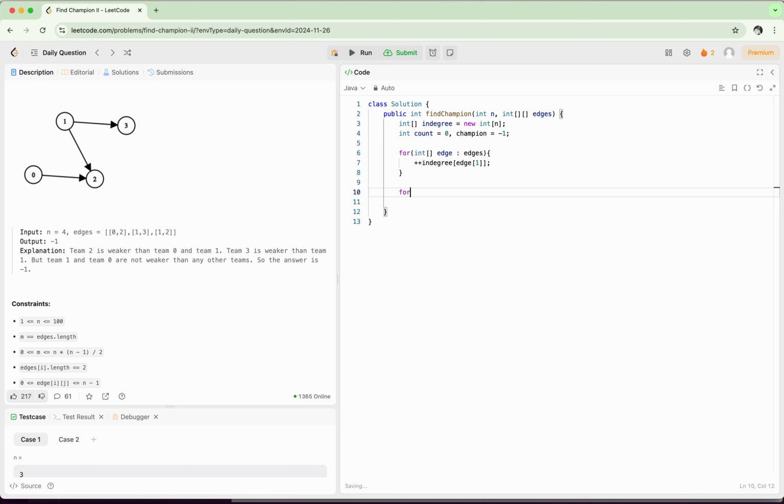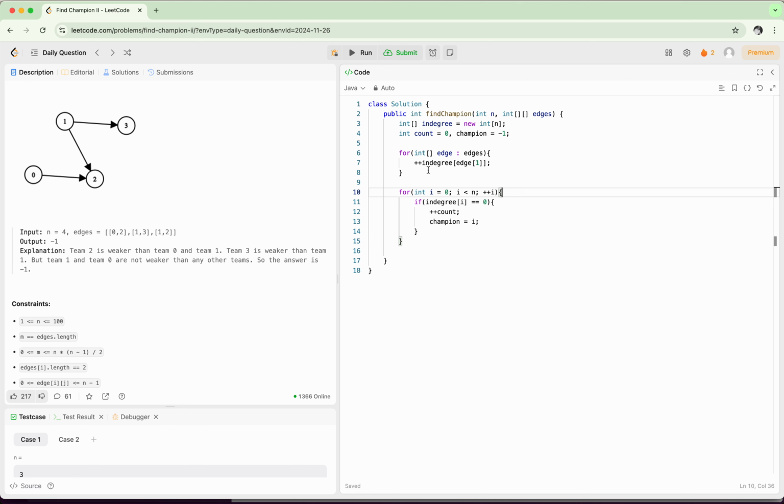Now we will go through this n degree array. After finding the n degree of each and every vertex in the graph, we go through it, and if n degree of i is equal to 0, then we increment the count, and the champion will be designated as the ith team.